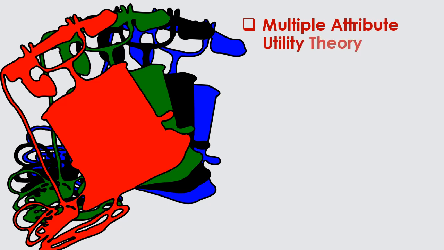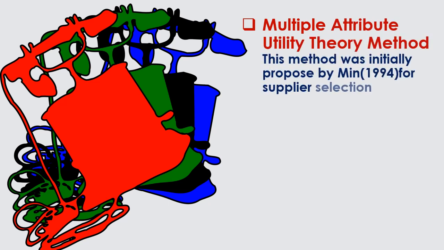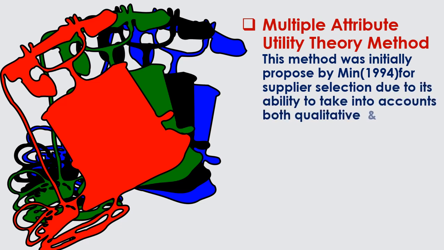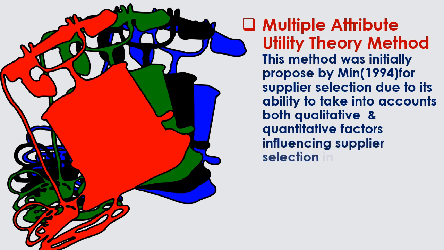Multiple attribute utility theory method. This method was initially proposed by Min, 1994, for supplier selection due to its ability to take into account both qualitative and quantitative factors influencing supplier selection in the presence of risk and uncertainty.